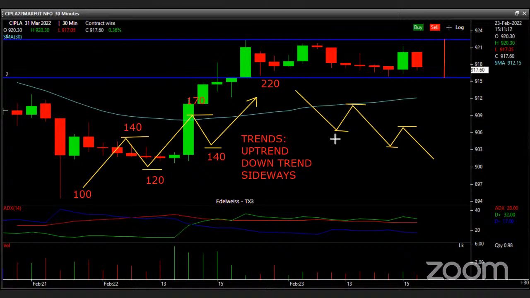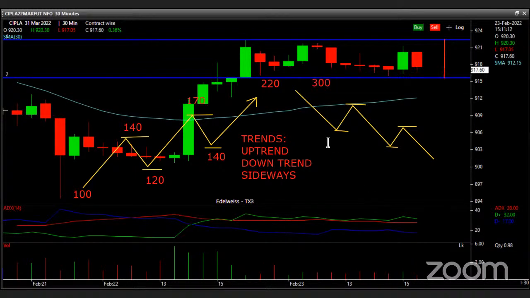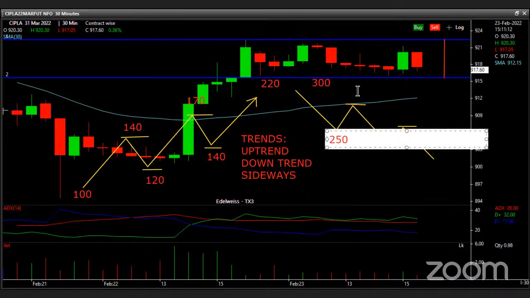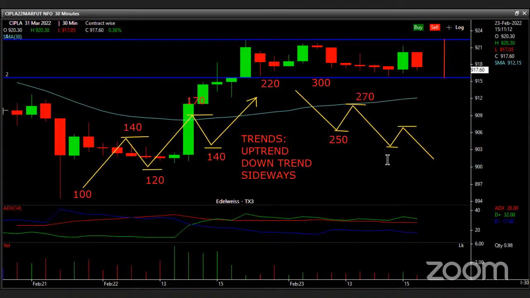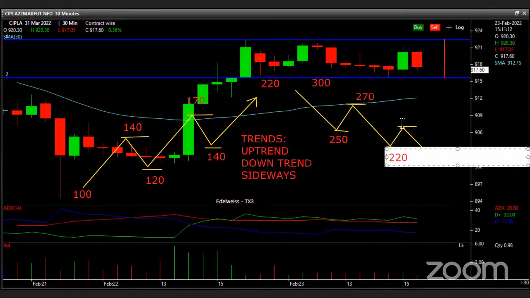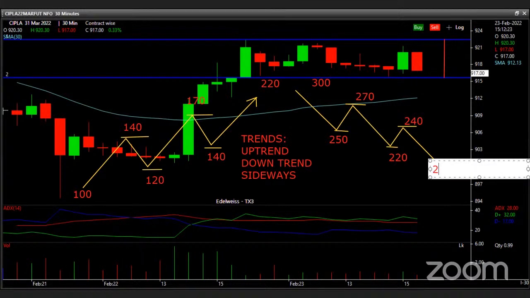Okay. Correct. So for the downtrend, what can be the theorem? When a stock price is able to create lower tops and lower bottoms. Say, for example, this top is 300 rupees. This low is 250. This is 270. This is 220. This is 240. And this is, say for example, 200. So the first one is a complete example of an uptrend, and the second one is a downtrend.